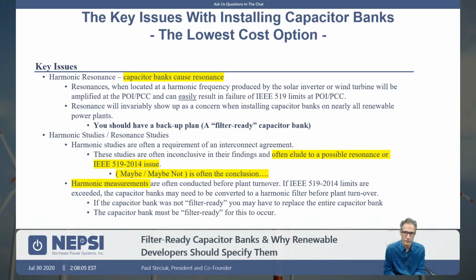Remember, harmonic filters are installed to prevent resonance in many cases, and also to provide harmonic filtering. So remember, filters prevent resonance, they provide reactive power, and their third function is to consume harmonic current from the wind turbine or the inverter if necessary. But oftentimes it's the prevention of resonance that you're after.